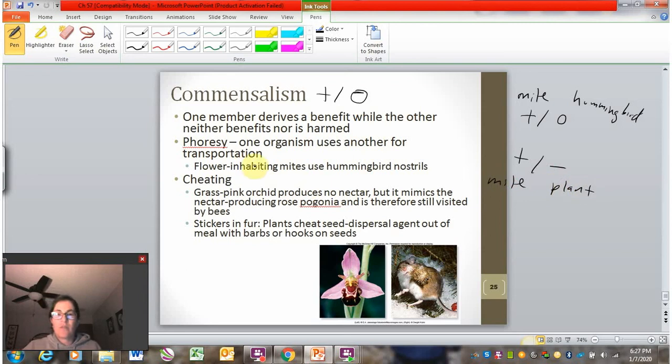Okay, so there are three different organisms discussed here: the flower, the mite, and the hummingbird. The commensalism is between the mite and the hummingbird. The mite is a parasite of the plant.